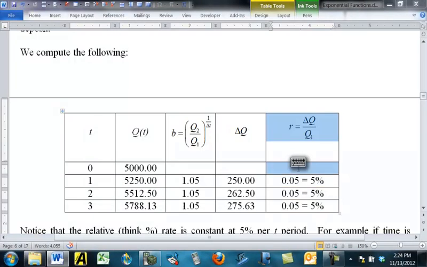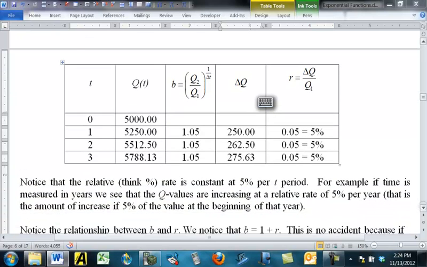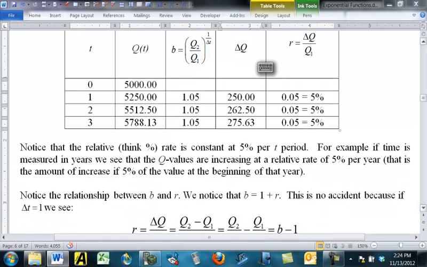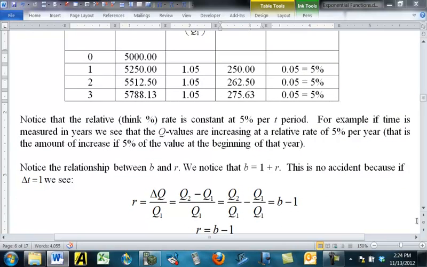So notice that the relative rate of change is constant. Okay? A relative rate of change is constant there. So notice that the percentage rate is constant at 5% per year. So what are we doing? We're earning 5% a year on this particular investment.